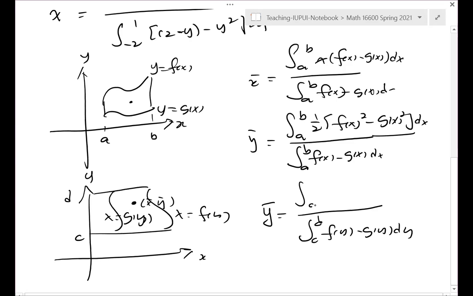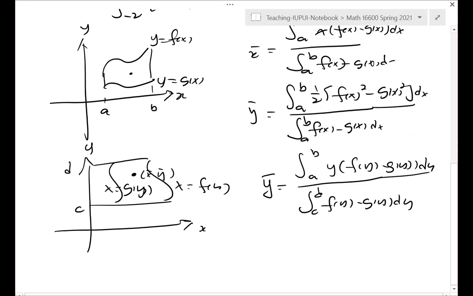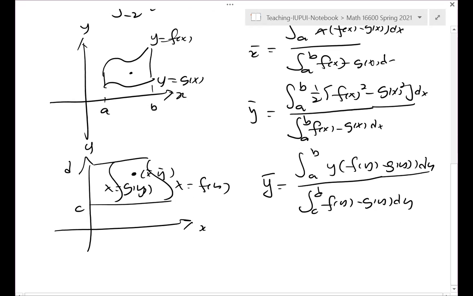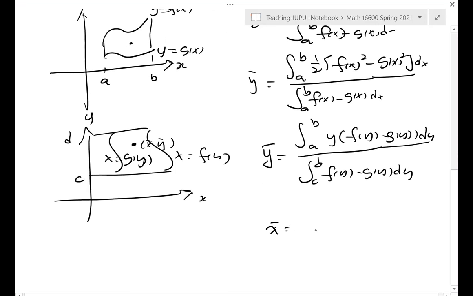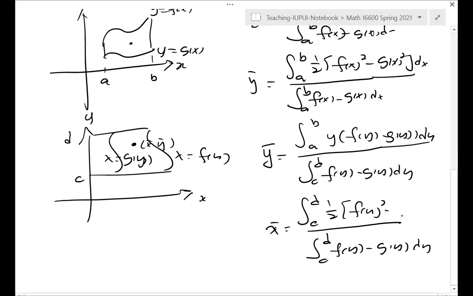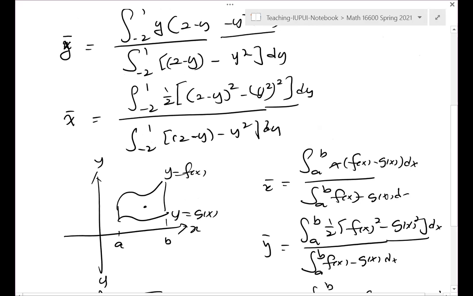Now, without understanding, you probably don't know why this happens, right? Why we have to write it like this, and then replace x by y? Then x bar is the integral from c to d of half of f of y squared minus g of y squared dy, with f of y minus g of y dy in the denominator. So we just use these two formulas to get the centroid of the region, okay? But you need to know how to evaluate the integrals.